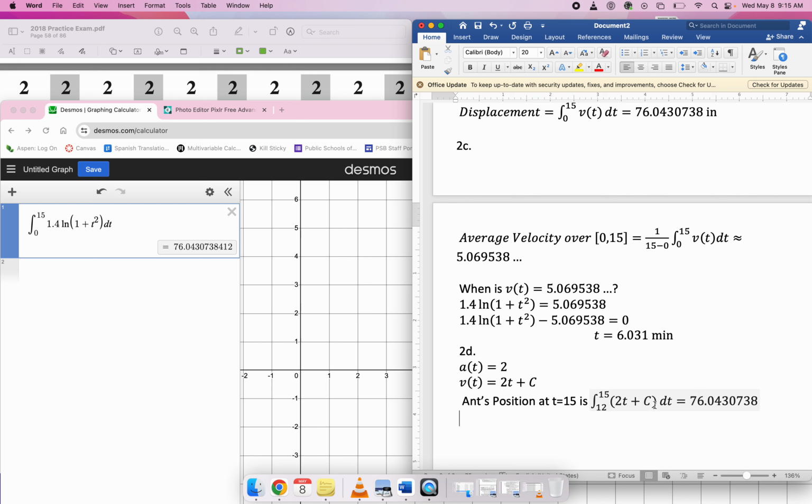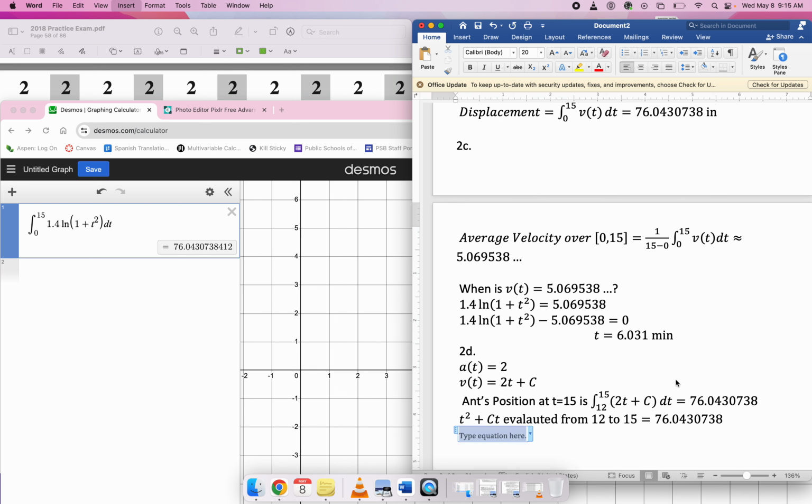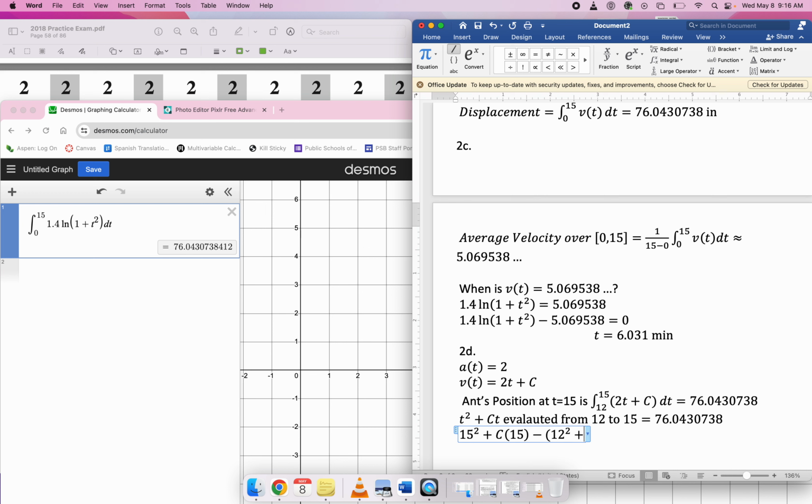Now, what is this integral? The antiderivative would be t squared plus ct evaluated from 12 to 15. And that needs to be equal to 76.04307338. So 15 squared plus c times 15 minus 12 squared plus c times 12 needs to be equal to 76.04307338.